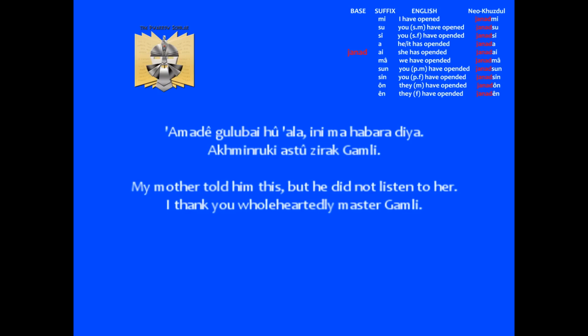Now the line translates as he did not listen. The not is in fact the ma placed before the conjugated verb. Do not confuse this with the ma we saw earlier, used as us or our. One is a short vowel ma, meaning not, placed before the conjugated verb, while the other is ma, meaning we, added at the end of the noun, or us added after the conjugated verb. The last line, akmin rukiastu, is an extremely polite way of saying thank you. We'll have a closer look at this form in future lessons.